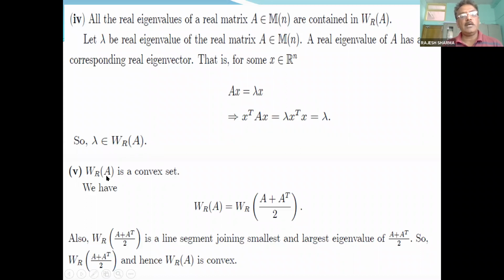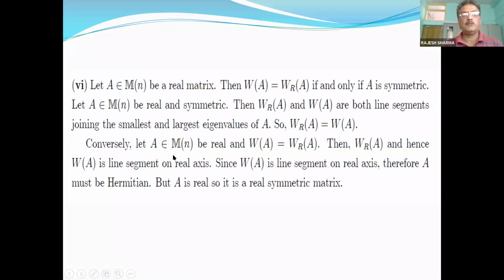It is also clear that WR(A) is a convex set. Why? Because WR(A) is the same as WR of (A plus A transpose) by 2, and this is the same as the numerical range of (A plus A transpose) by 2. Hence WR(A) is convex. Now let A belonging to Mn be a real matrix. Then W(A) is equal to WR(A) if and only if A is real symmetric. If A is real and symmetric, then WR(A) and W(A) are both the line segment joining the smallest and largest eigenvalue. So WR(A) is the same as W(A).